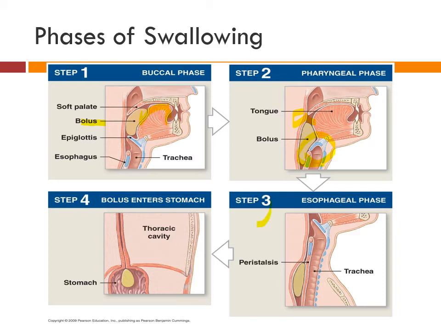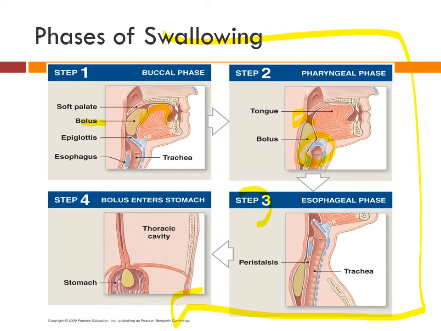And then step 3, so make sure you know that this is going this direction, okay? Step 3 is the esophageal phase, and that's where you have contraction of the pharyngeal muscles, forcing the bolus down into the esophagus. And at the bottom is where peristalsis occurs. Peristalsis is going to push the bolus into the stomach through the lower esophageal sphincter.